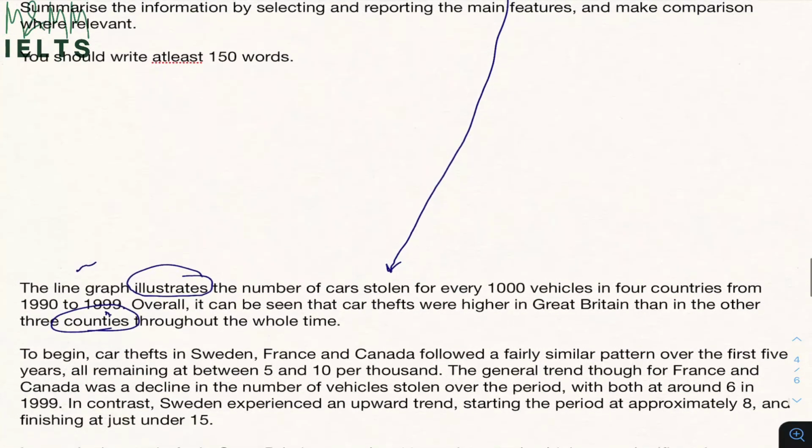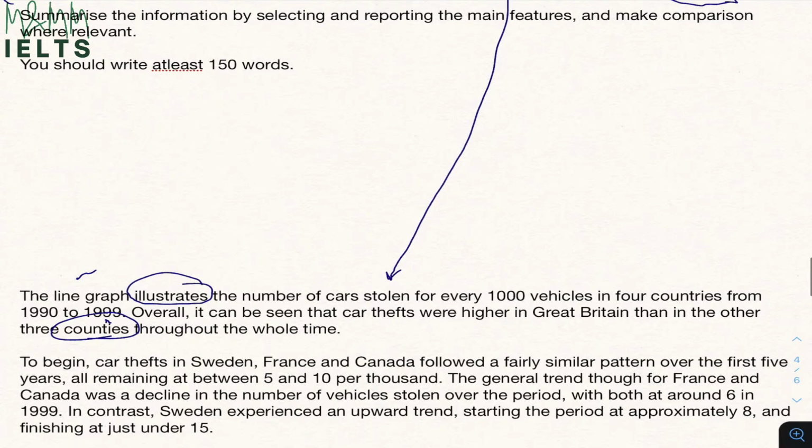The general trend, though, for France and Canada was a decline in the number of vehicles stolen over the period.